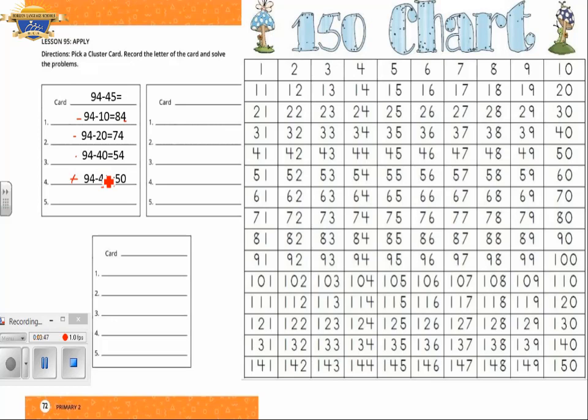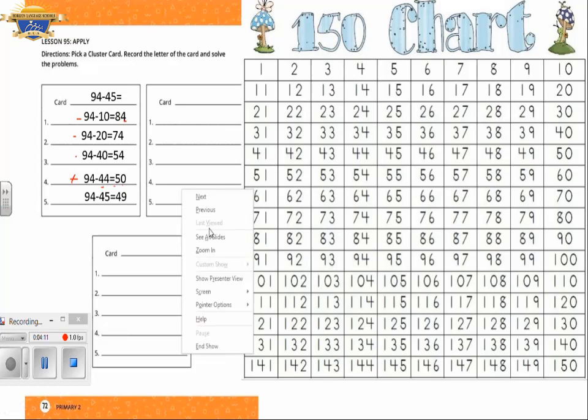So we will subtract the tens and the ones. Let's start with the ones place. 4 minus 4 equals 0. And 9 minus 4 equals, excellent, 5. Problem number 4 is 94 minus 45. So 94 minus 45.